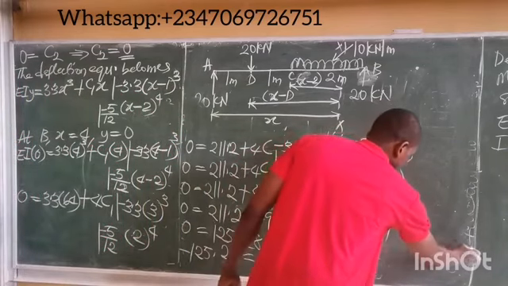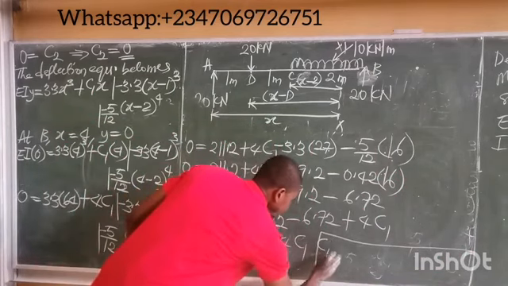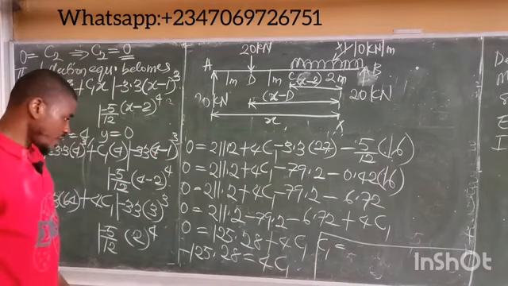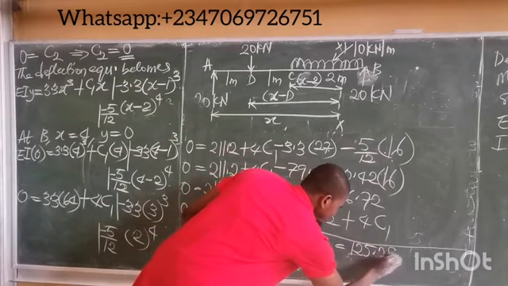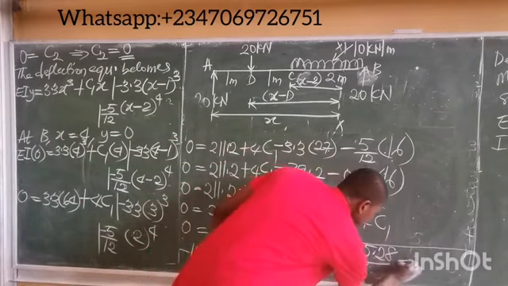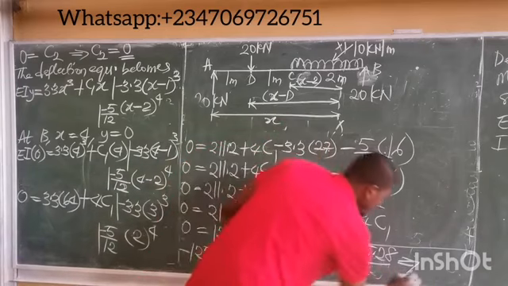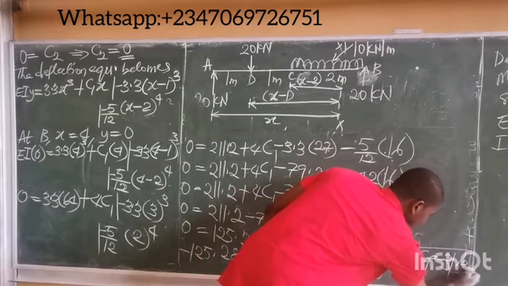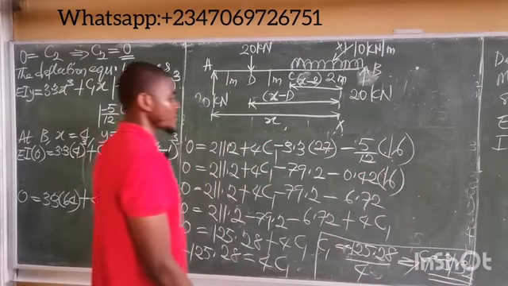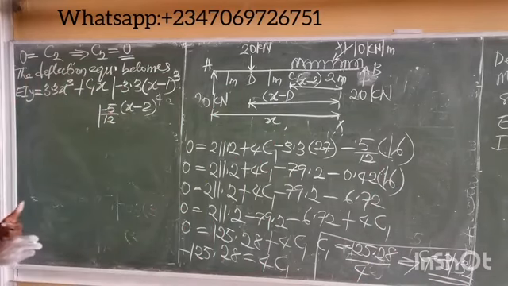Let's do that over here. It means C1 is 125.28 divided by 4, with the negative sign. So C1 equals minus 31.32. All right, so we have the value of C1 now. We can now substitute into the deflection equation to obtain the real deflection equation.